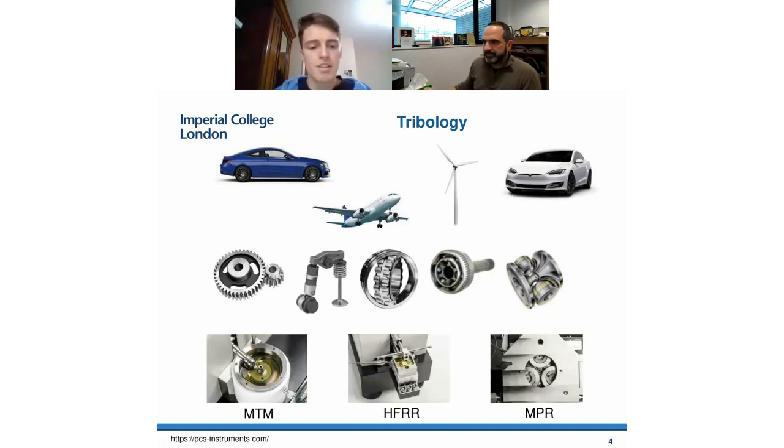Most tribology research is still macroscale experiments, which try to replicate the conditions inside these components. So you've got a sliding-rolling MTM on the left, a reciprocating HFRR in the middle, and a roller MPR on the right-hand side. What these try to do, as I say, is to replicate the conditions inside tribological contacts to try and either formulate new lubricants or new materials and coatings.